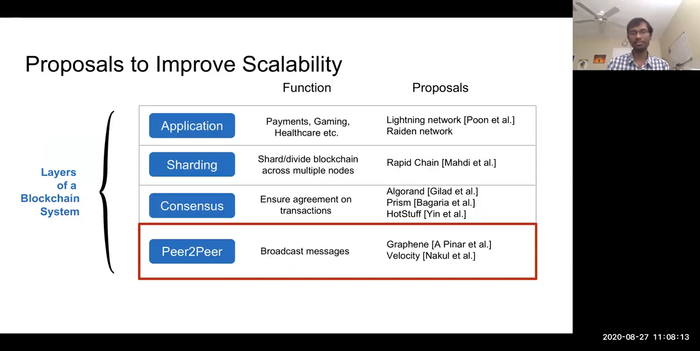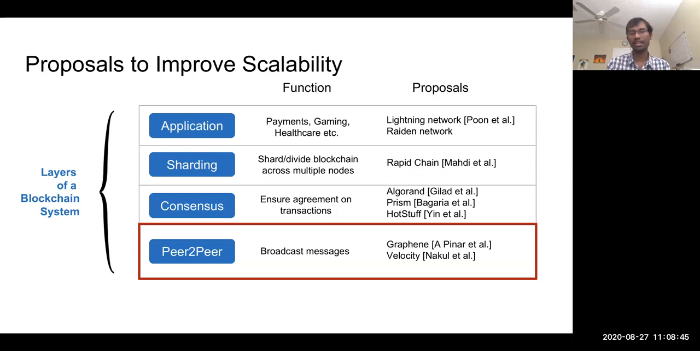In general, we can think of a blockchain as being comprised of the following 4 layers. At the bottom, we have the peer-to-peer layer, whose job it is to broadcast messages, and these could be transactions or blocks, to all the nodes in the network. Above this, we have the consensus layer, whose job it is to ensure that nodes agree on the exact sequence of transactions in the blockchain.